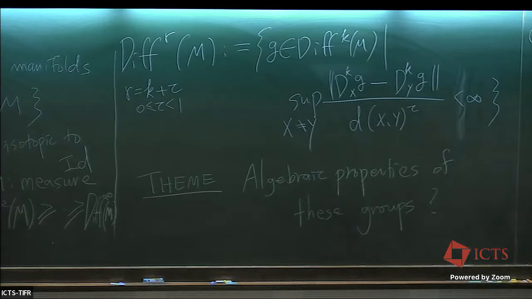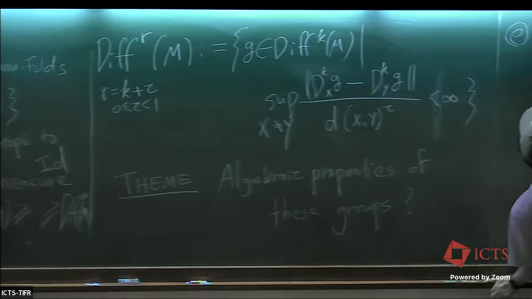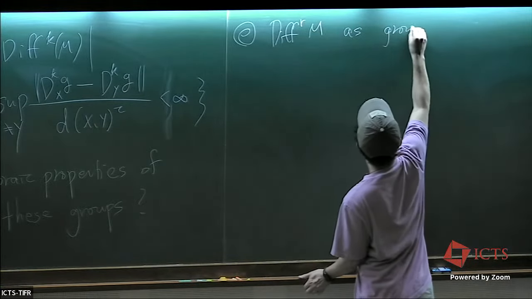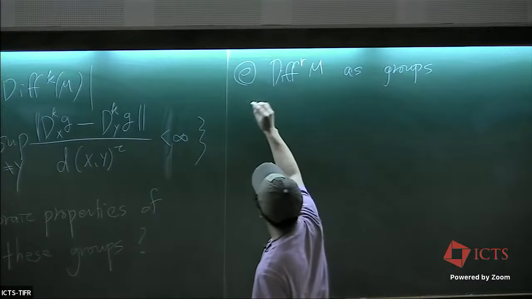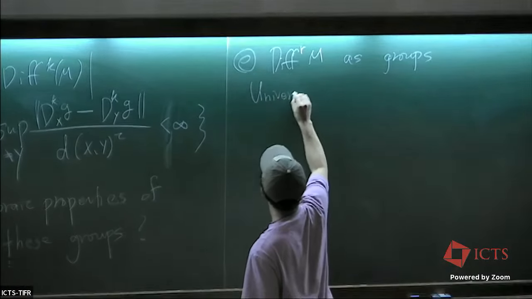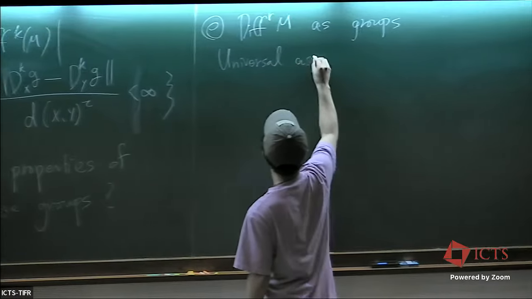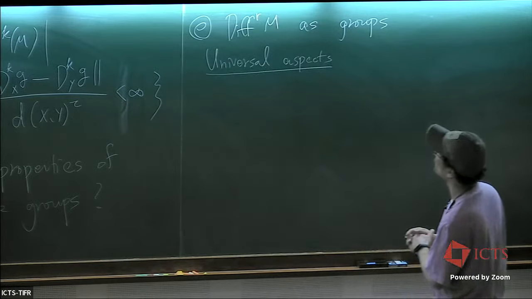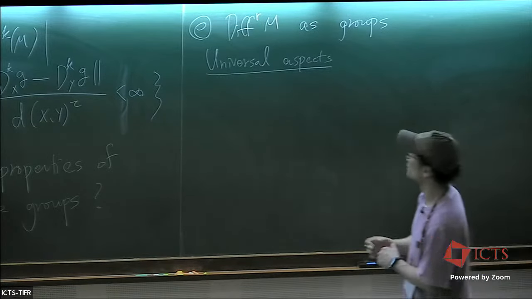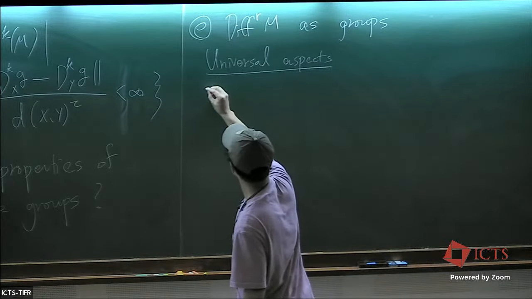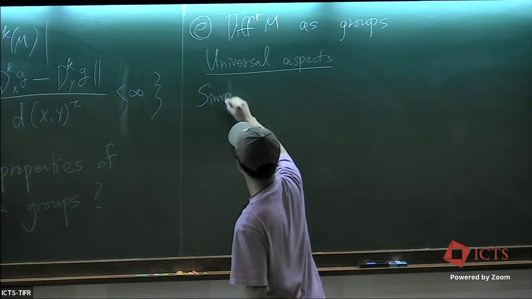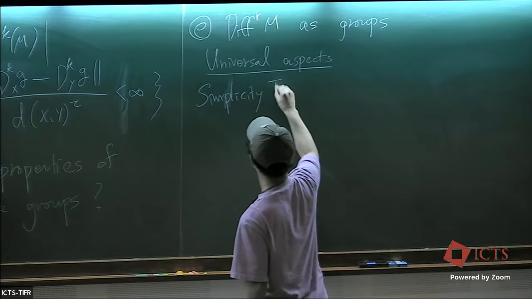There are, largely speaking, two aspects. So one direction is universal aspects, namely some group theoretic properties that hold generally for all such diffeomorphism groups. One particularly interesting result is the simplicity theorem.